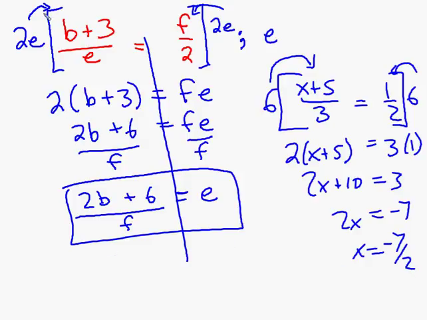Same idea. So I saw an E and a 2 in my denominator, so I cleared by multiplying by 2E. All right, we are going on to the next kahuna.